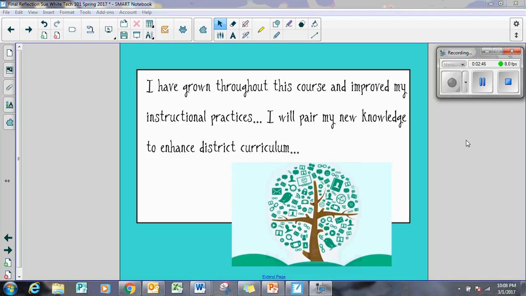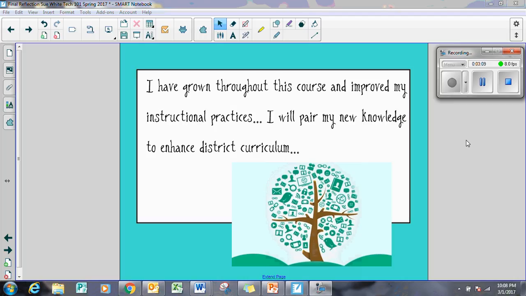I have grown throughout this course and improved my instructional practices in 3 big ways. First, I have a new vision of what I want technology integration to look like in my classroom. Second, I have many new tools and resources to build into any of my curriculum areas. And third, I have a professional learning network to turn to for support, ideas, and new uses of resources.